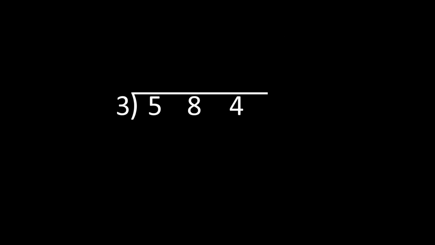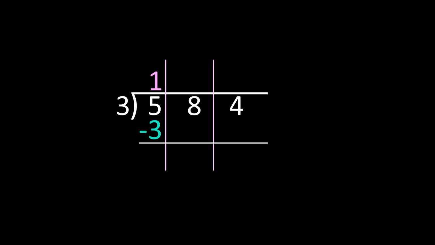In this problem, I have 584 divided by 3, and the first thing I want to do is section off my dividend, and I'm going to put one digit in each section. Now I'm ready to divide, and I'm going to go section by section, starting with the 5. 5 divided by 3 is 1. 1 times 3 is 3. So I've divided, I've multiplied, now I'm subtracting. 5 minus 3 is 2. And instead of bringing the 8 down, I'm going to bring the 2 up and into the next section of my problem.